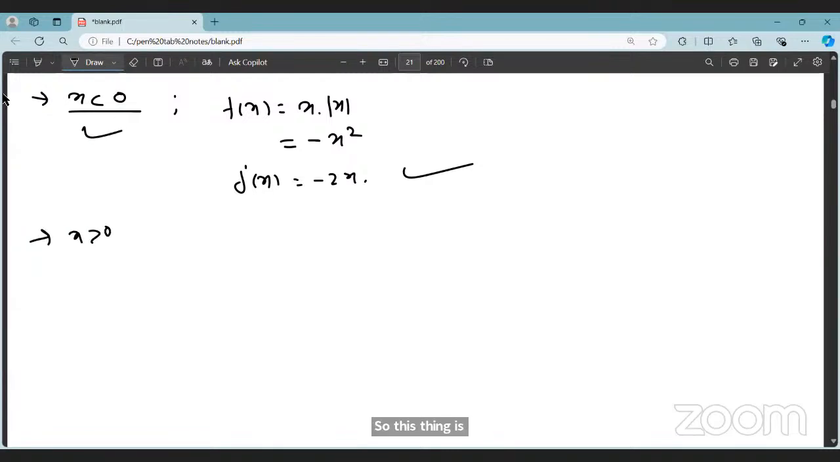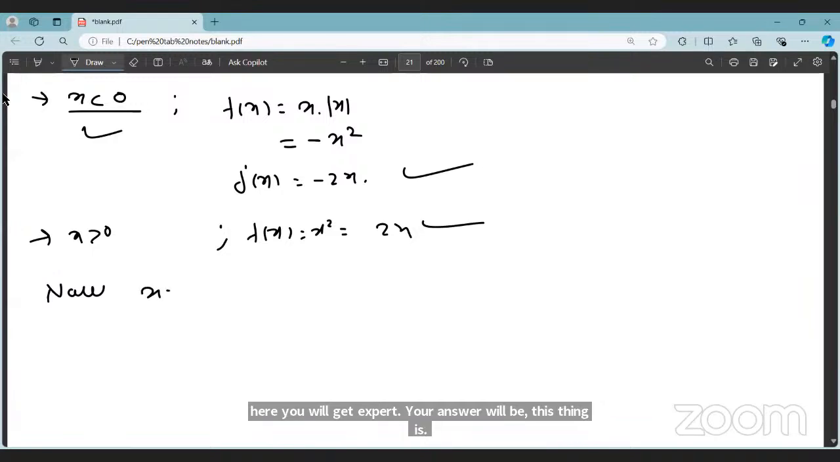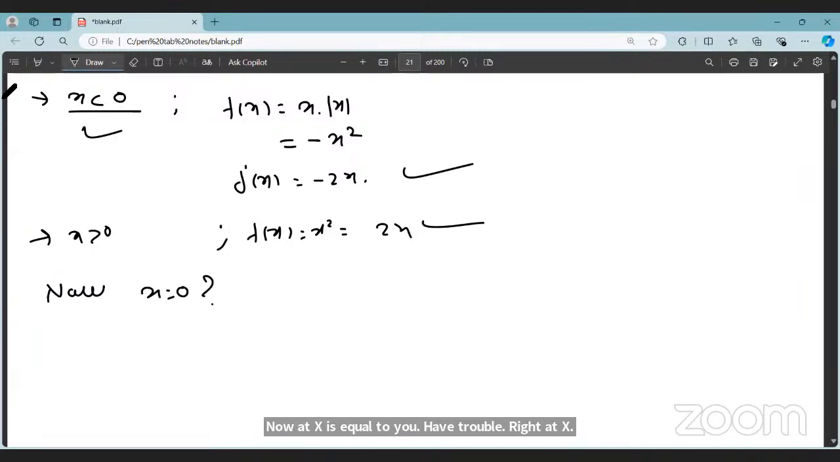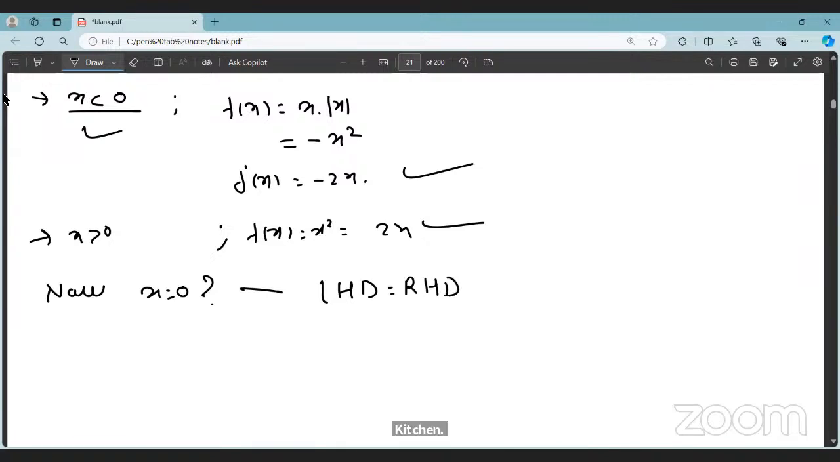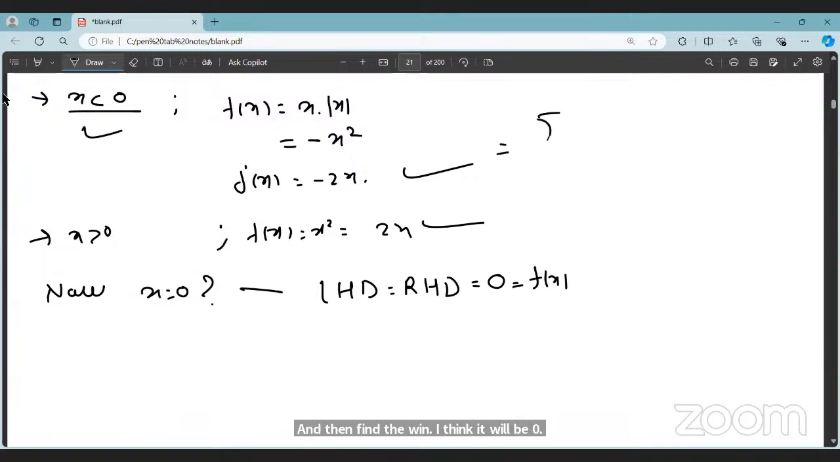Now again, x greater than 0, you can take. So here you will get x square. Your answer will be 2x. This thing is fine. Now at x equals 0, you have trouble, right? At x equals 0, what will be there? So here you can use left hand derivative and right hand derivative and then find the value. I think it will be 0. So that's your function f of x. So now you can define.